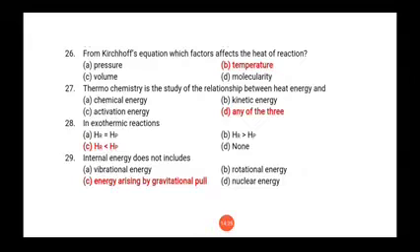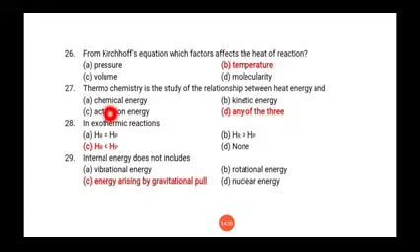So according to Kirchhoff's equation, temperature affects the heat of reaction, and for that you must know the equation of Kirchhoff's equation. So that is delta H2 is equal to delta H1 plus delta Cp in bracket T2 minus T1. So that is the temperature term in the equation, so that's why it affects the heat of reaction.